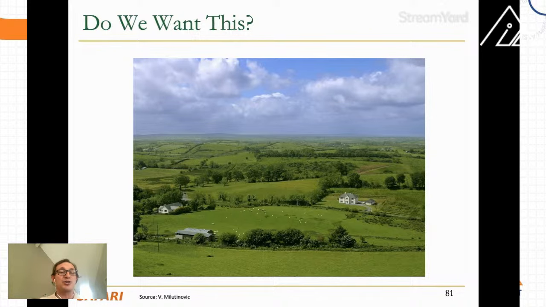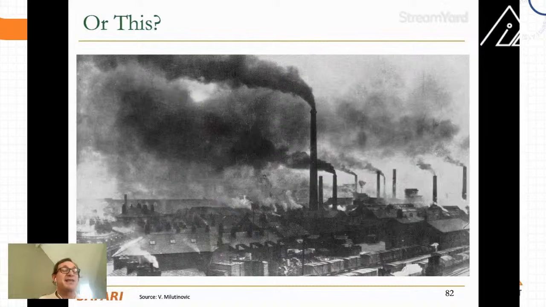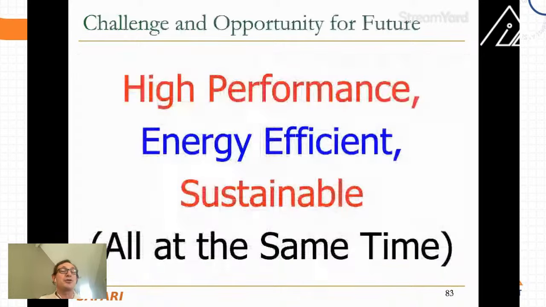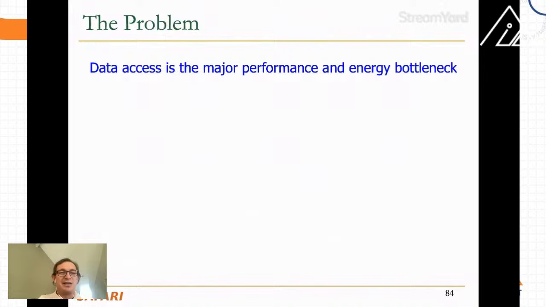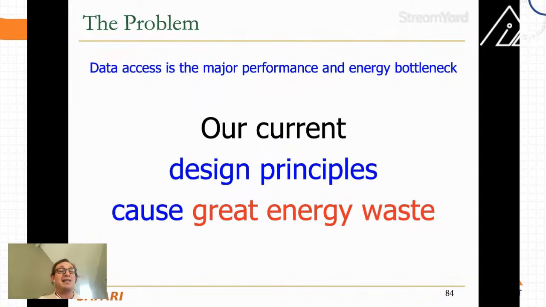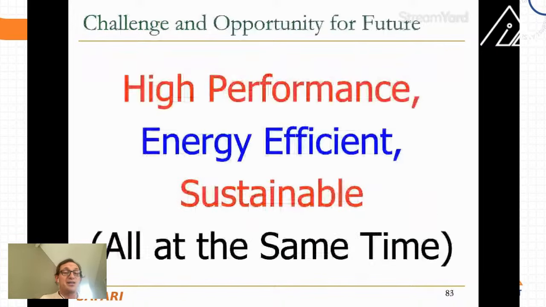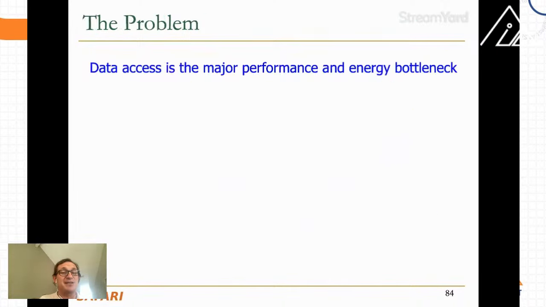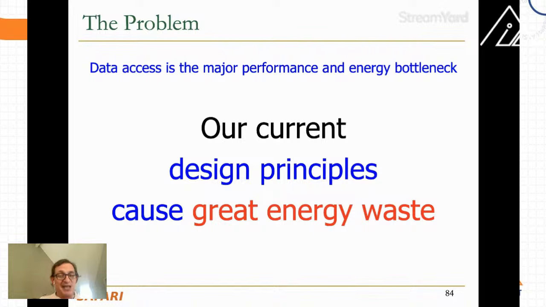Essentially, do we want a future where the world is nice like this, or do you want a future where we cannot live in the world? I would pick the first one, but I would also want the productivity of the second one. Basically, we want high performance, energy efficiency, and sustainability all at the same time going into the future. Now, unfortunately, our design principles today violate everything that goes for this goal: high performance, energy efficiency, sustainability. We're moving data all over the place.